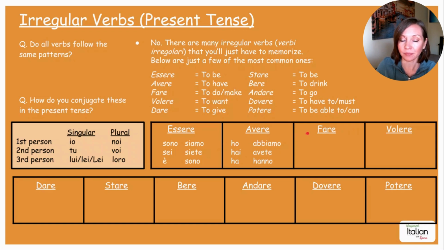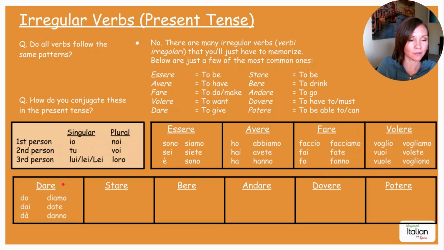Fare. Faccio, fai, fa, facciamo, fate, fanno. Volere. Voglio, vuoi, vuole, vogliamo, volete, vogliono. Okay, remember we got that GLI sound in there? So it's not voglio with a hard G, it's voglio. Okay, voglio, vuoi, vuole, vogliamo, volete, vogliono.